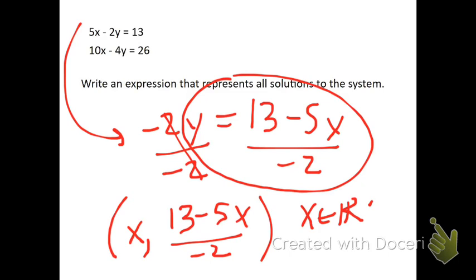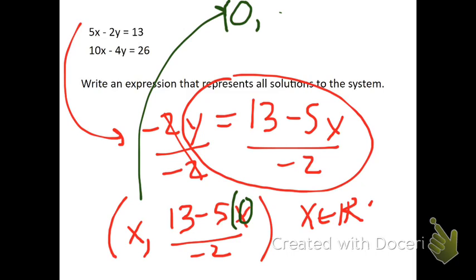Now, from there, you could figure out some specific solutions. For example, if we let x equal 0, now we could plug 0 in for x into the other part of the equation. It's hard to do on the iPad. Alright, so if we plug in 0 here, we get 13 over -2, which is negative 6.5. So that would be one of many of infinite solutions.